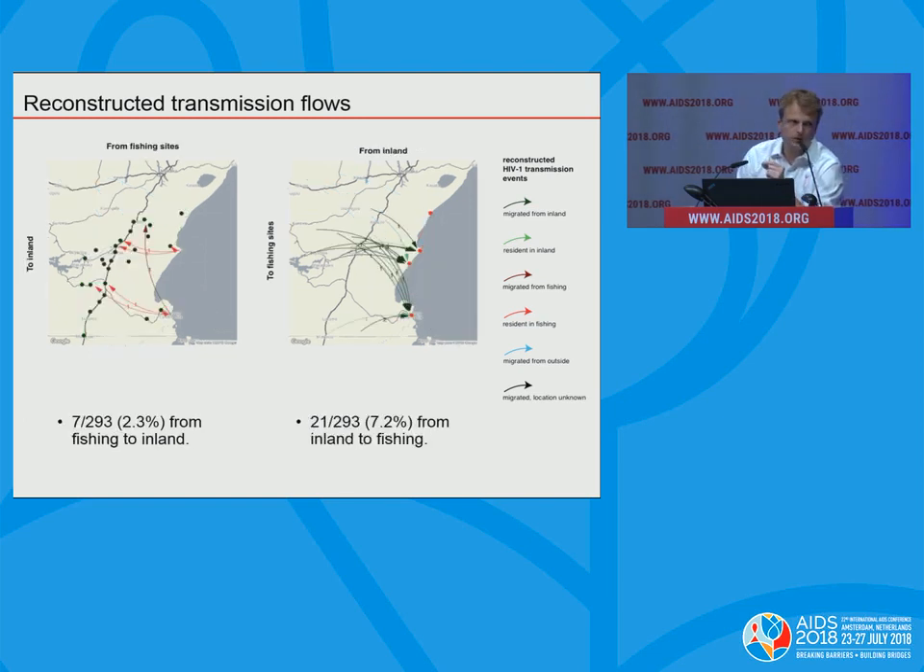And when we looked further, we only found 7 events from fishing sites to inland communities. Vice versa, we found 3 times as many. So this directly contradicted our initial hypothesis that the high prevalence fishing sites would seed and sustain transmission further inland.